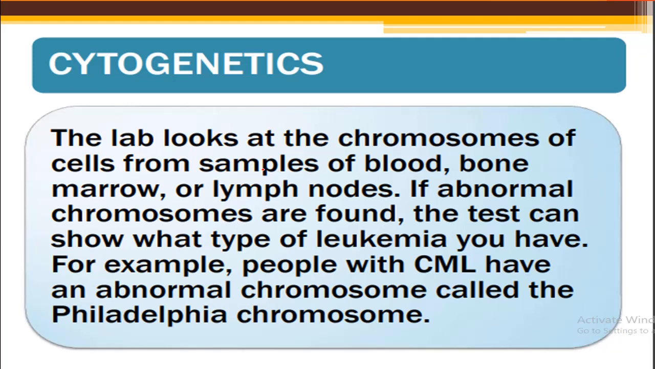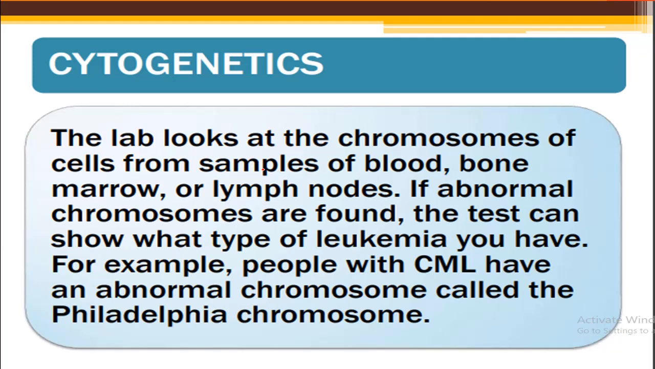A cytogenetic test may be performed. Ito ay kukuha sila ng chromosomes from the blood, bone marrow, sa lymph nodes. And then they will check for abnormality in the chromosomes, okay, para malaman nila kung anong type of leukemia meron yung pasyente. Okay, like for example, sa CML, pag nakita nila that there is a presence of Philadelphia chromosome, these are abnormal chromosomes, therefore they can diagnose that the patient is having CML or chronic myelogenous leukemia.